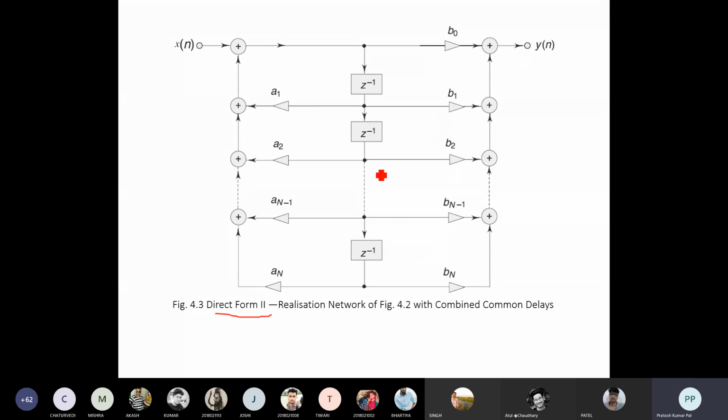So this is how direct form 1 and direct form 2 realizations have an advantage over the other representations. In direct form 2 we are reducing the required number of hardware elements in terms of delay elements.